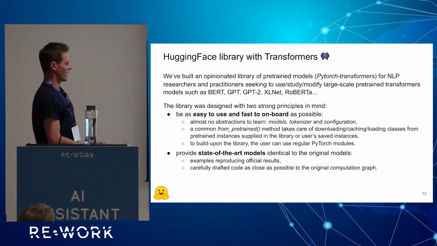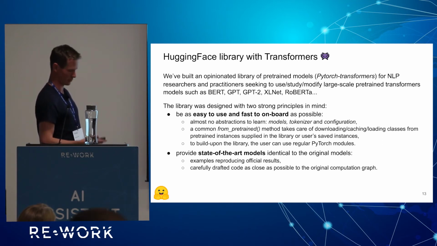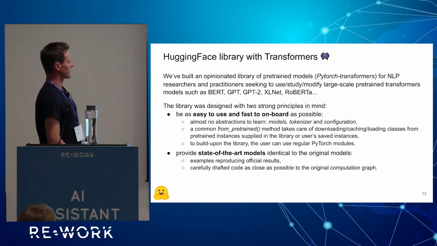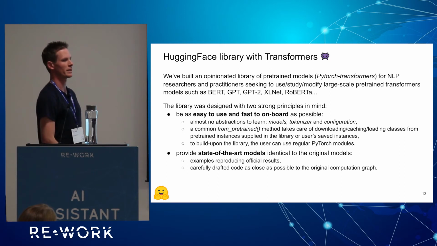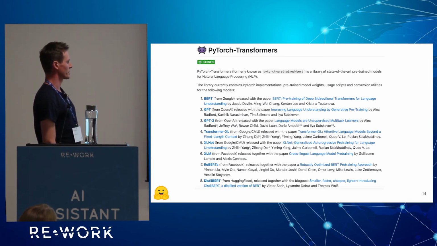And then you can just build upon it. If you want to make a complex model, you just add your head on top of it. These are simple PyTorch models for now, and now we're adapting it also for TensorFlow, so we have the two versions. And the second principle was that we wanted to have really state-of-the-art models. As I was saying, these transfer learning models are now topping all the leaderboards on pretty much all NLP tasks. And the models we provide in our library exactly reproduce the official results, so you can really trust them. Right now we have 8 models.